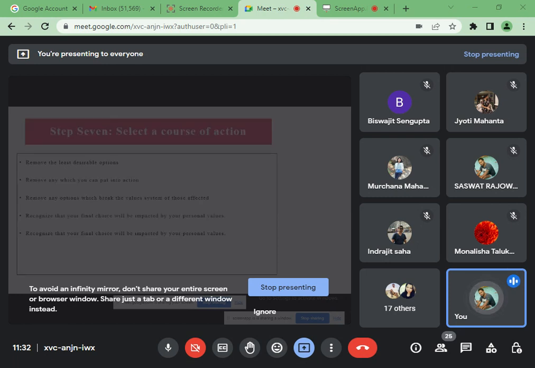Step number 7, select a course of action. Remove the least desirable options. Remove any which you cannot put into action. Remove any options which break the value system of those affected. Recognize that your final choice will be impacted by your personal values.